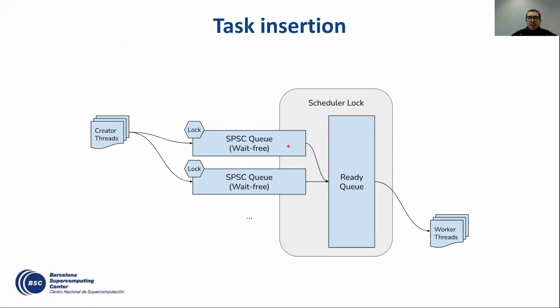The main thing is that if there is a consumer and a producer at the same time, this queue is wait free. So we can have both a consumer and a producer at the same time.